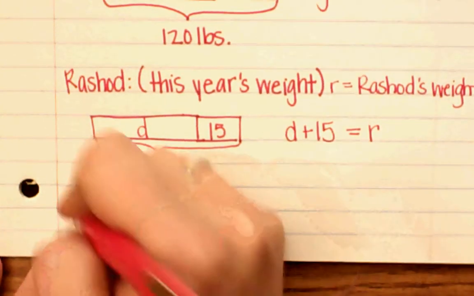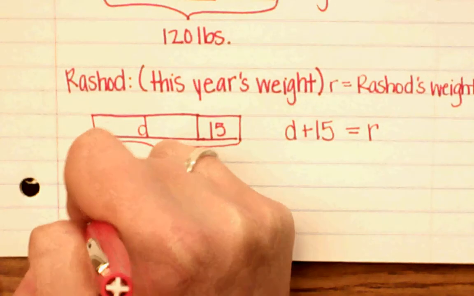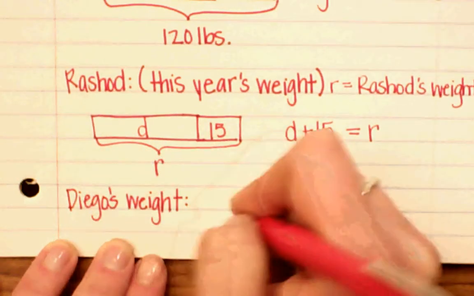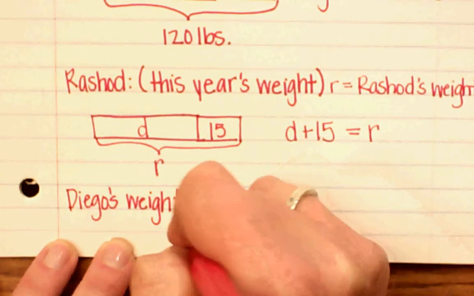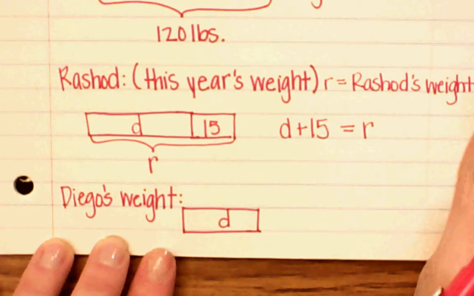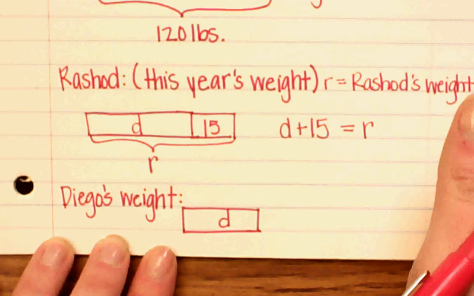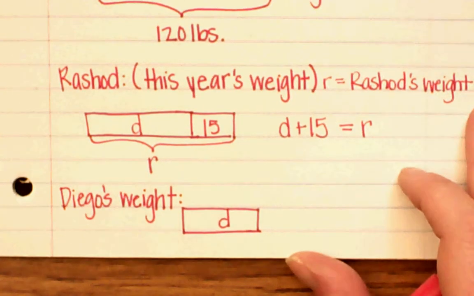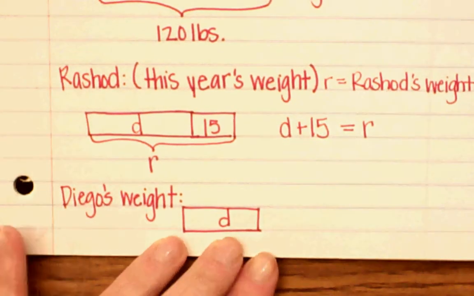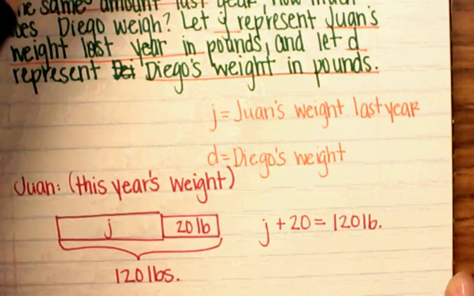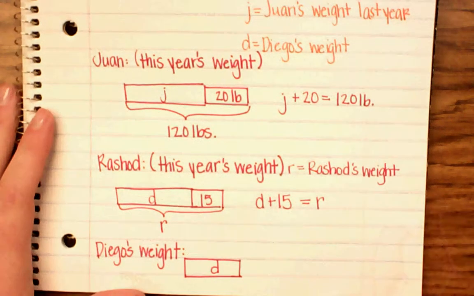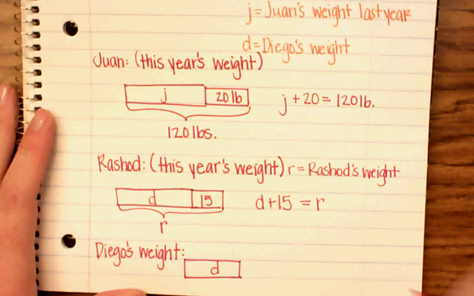Okay, and then we're going to do Diego's weight, which is just D because we don't know how much he weighs. So now you're going to look at it. Let me zoom out so you can see it better. Now you look at the three and you see which one you can solve first. Which one has the most complete information?